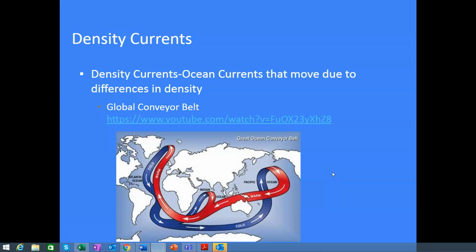Looking at density currents, this was one of our main differences. With density currents, there are two things to consider. That is temperature and salinity. Okay? So this is one of the reasons they call it the thermohaline current. So thermo meaning temperature, heat, specifically thinking about that one, and haline is looking at the salinity.